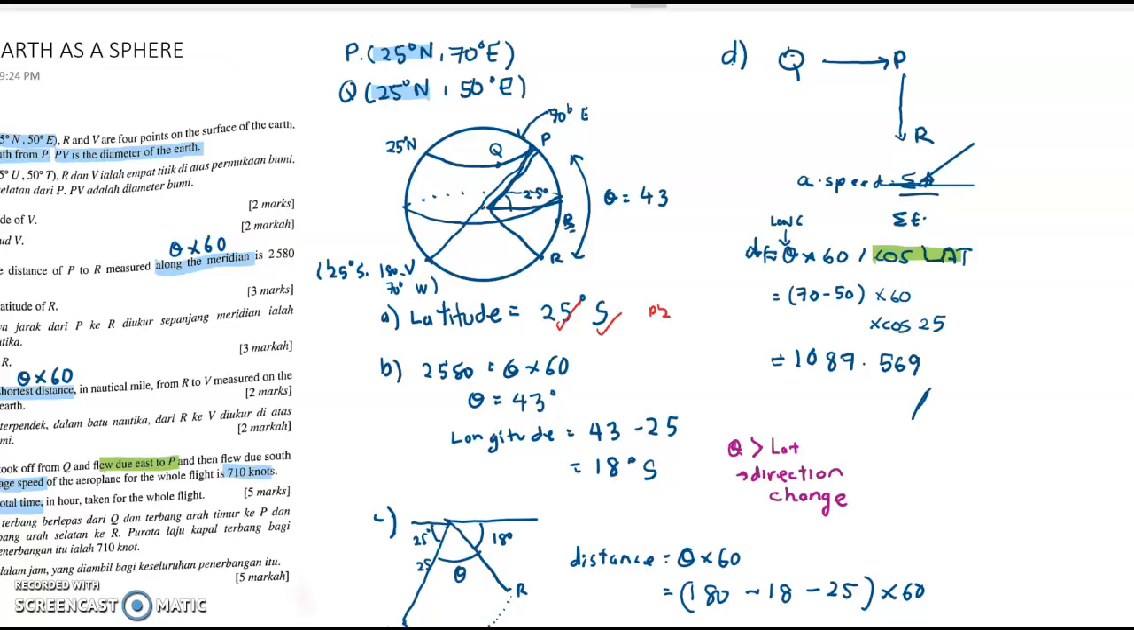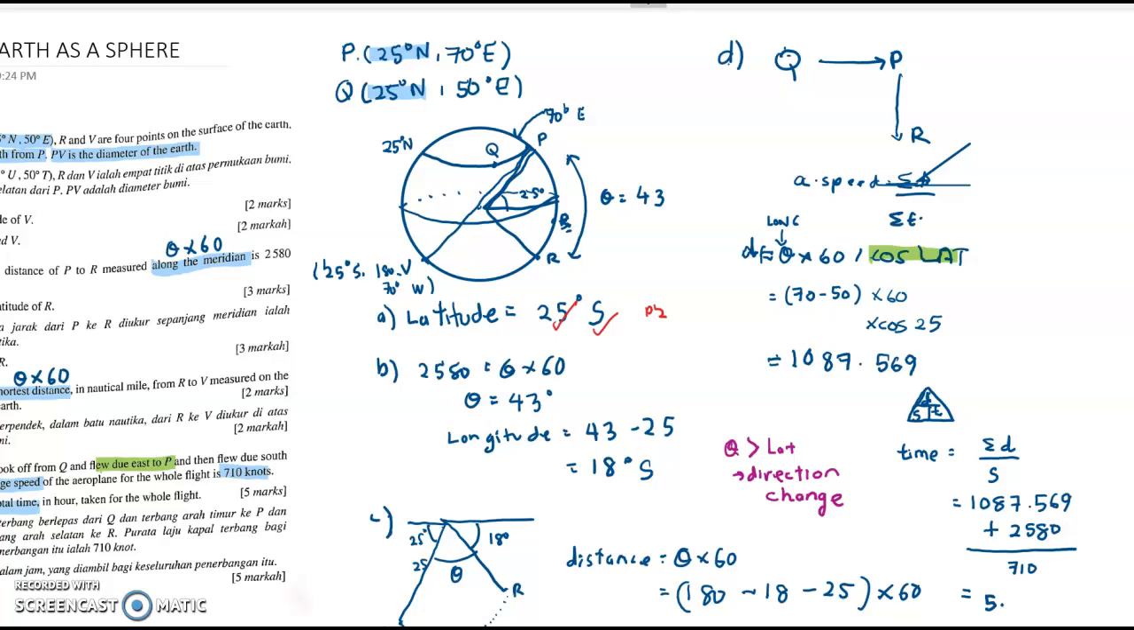So we know that our triangle, magic triangle, since our lower form, speed is distance over time. So we want to find time. So time is total distance divided by speed. So our total distance now is 1087.569 plus 2580, divided by the average speed given, which is 710. So plus 2580 divided by 710. So that gives us 5.17 hours. So that's it. That is our easy 12 marks.